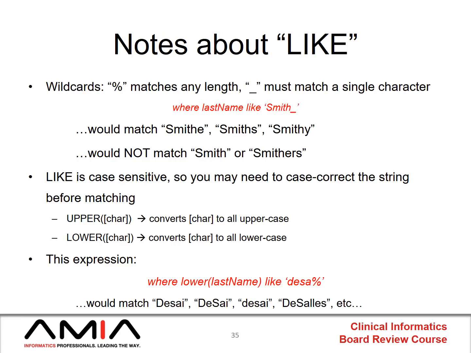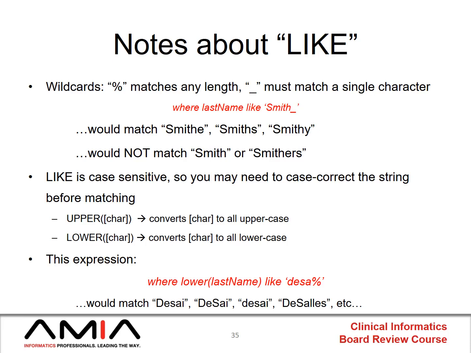A few other tidbits about the like statement. First of all, that % matches a character string of any length. If you only want to match a single character, then you use the underscore. And so if I had a constraint like where last name like Smith underscore, it would match Smythe, Smiths, and Smithy, but it would not match Smith by itself because that underscore single character is mandatory. It must have at least one. It must have one additional character, and it would not match Smithers because it has more than one character at the end.